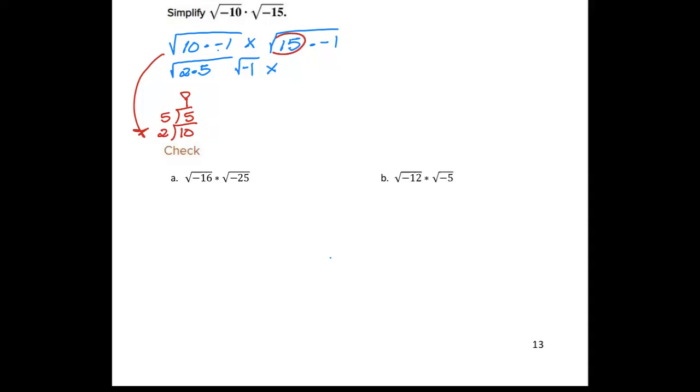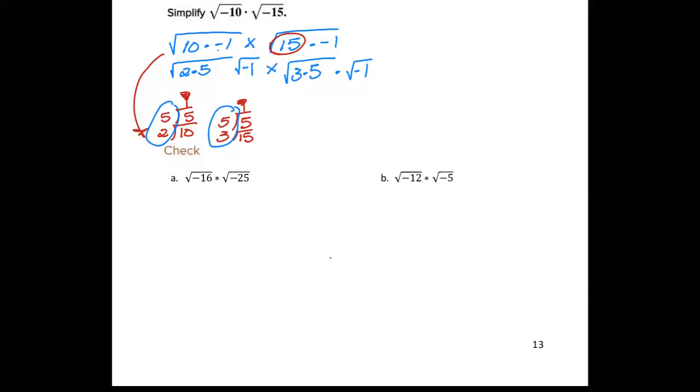Times, I can do the same for the square root of 15. I can divide 15. It's not even, so I can't divide by 2, but it is divisible by 3. And I get 5. 5 is divisible by 5, and I get 1. And remember, when you reach 1, that's supposed to be your little candle. That's how you know you are done. So I'm going to rewrite the square root of 15 as 3 times 5. Times, and I'm going to put that square root of -1 by itself.